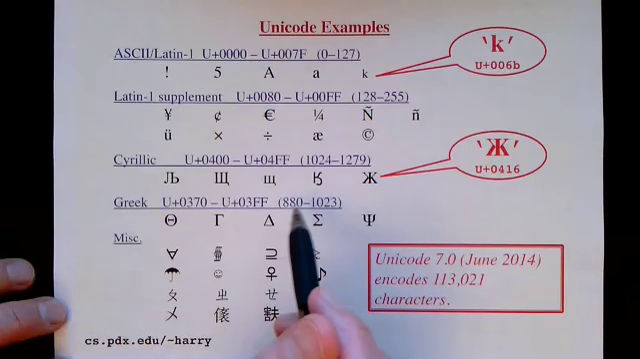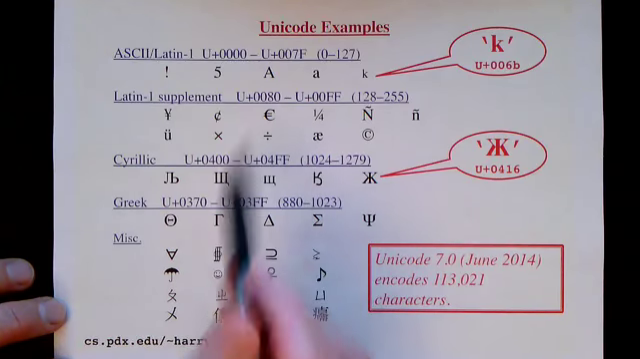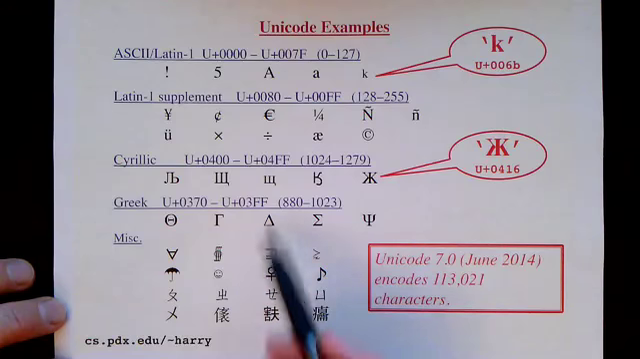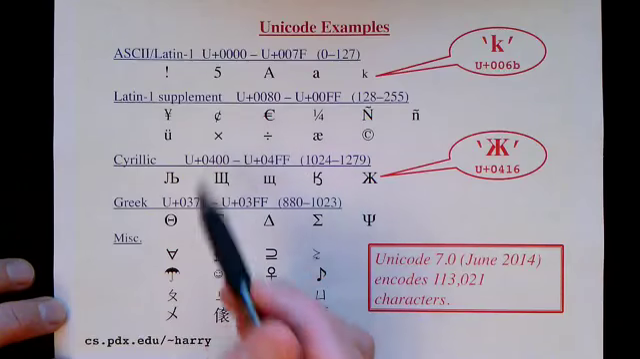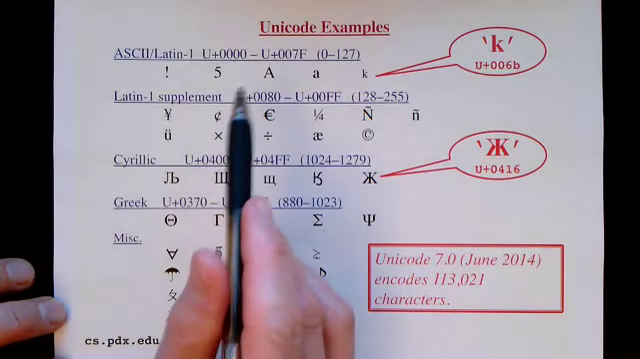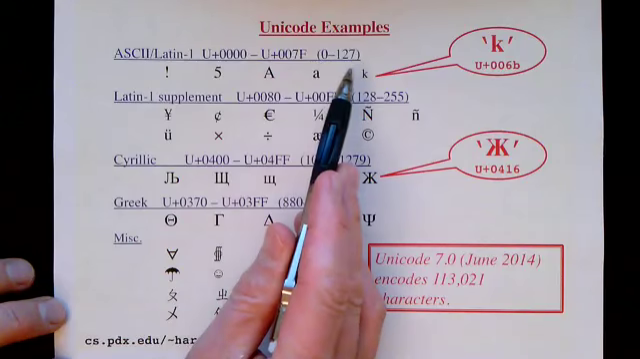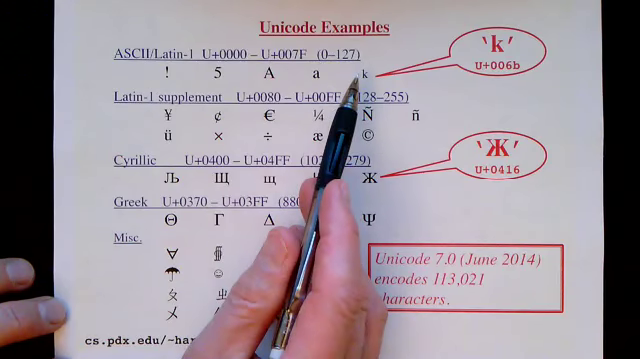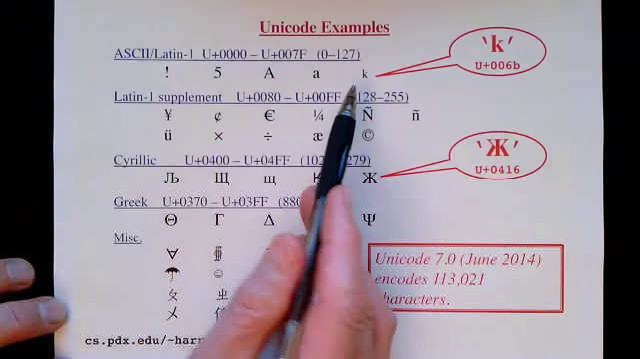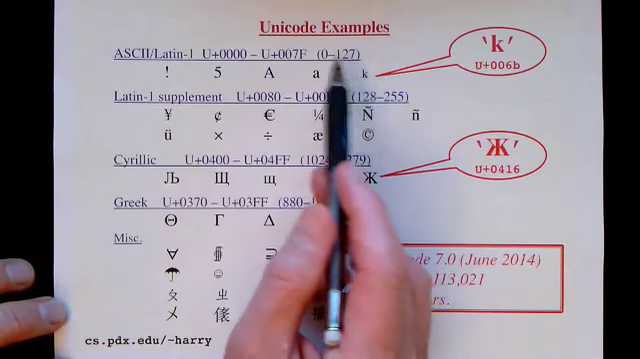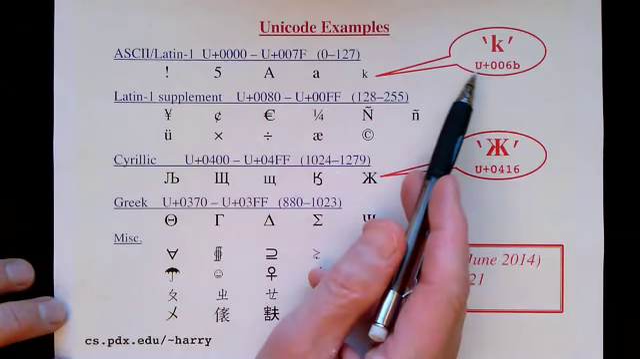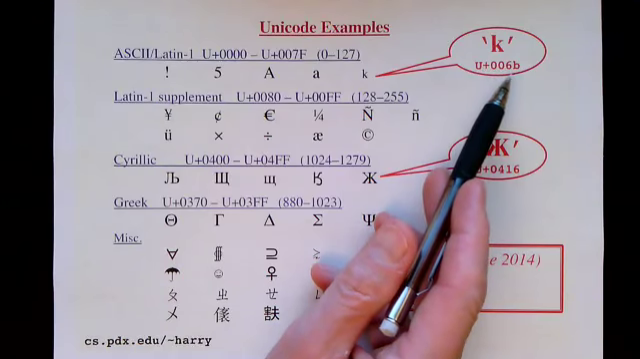So what we're seeing here is a number of different kinds of characters. The characters are grouped into groups called planes, and here are just a couple of them. So from number 0 through 127, we have the standard ASCII characters, which we've seen before. And instead of writing K with a decimal number, we write it in hex as U plus 006B.